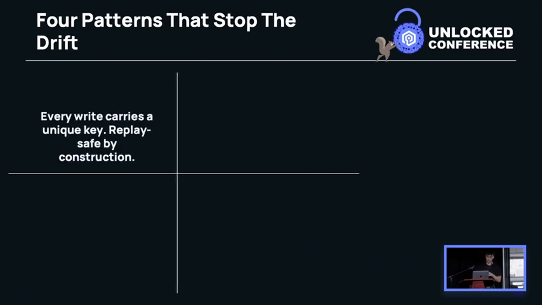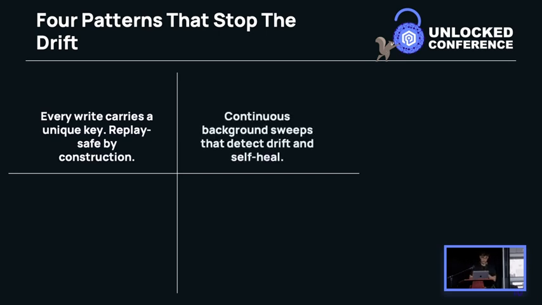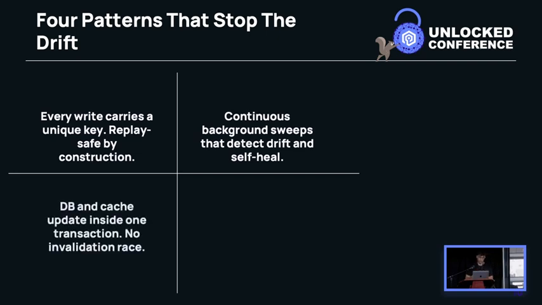Four patterns that stop the drift. One pattern was providing a unique key. This means that every retry would never be double counted, and it would only be counted once. Another one is a continuous background sweep to provide replication, so we could basically make sure our cache was in line with our database and invalidate the cache if it wasn't, to make sure our UI was correct. Another one was making sure DB and cache updates were inside one transaction. So when the cache was invalidated, it would happen at the same time as drift was detected.